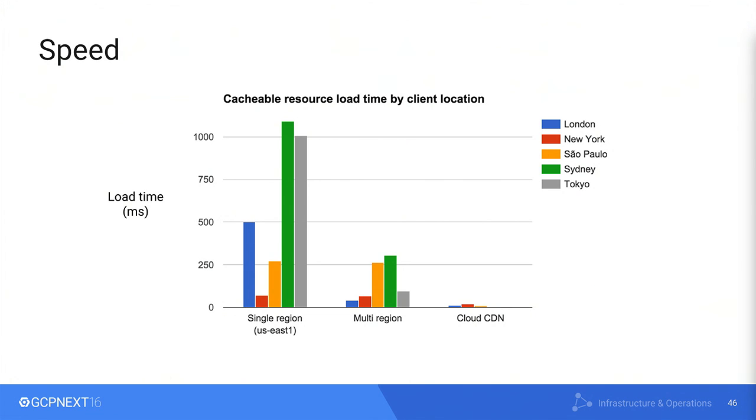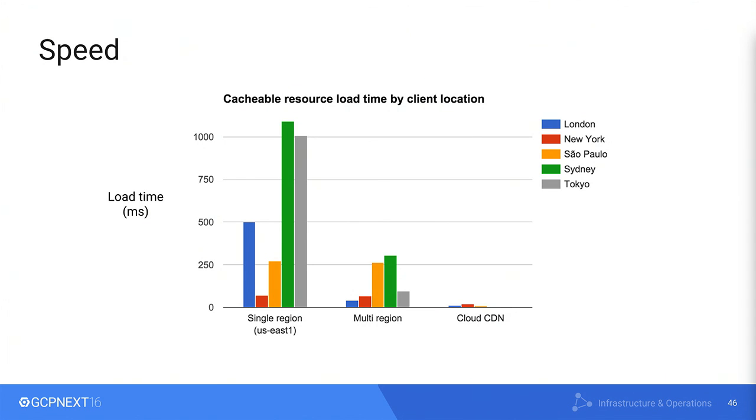This first section, we've got your application deployed in a single region, in this case, US East 1. And the data is showing median load time for 100 kilobyte files. We're doing pretty well in New York. That's that little red bar. But the rest of the world is pretty grumpy. And we like the rest of the world.